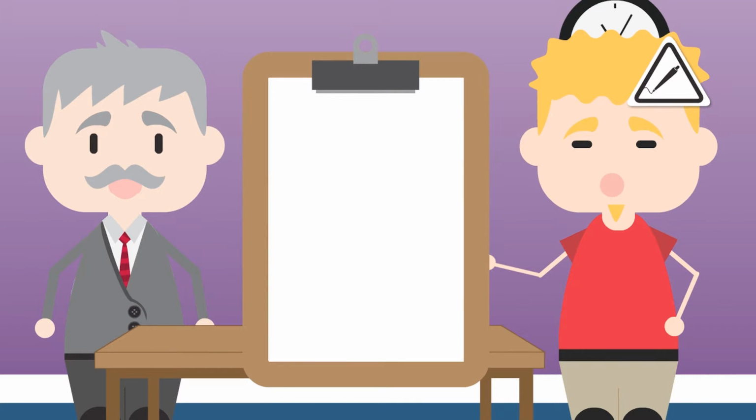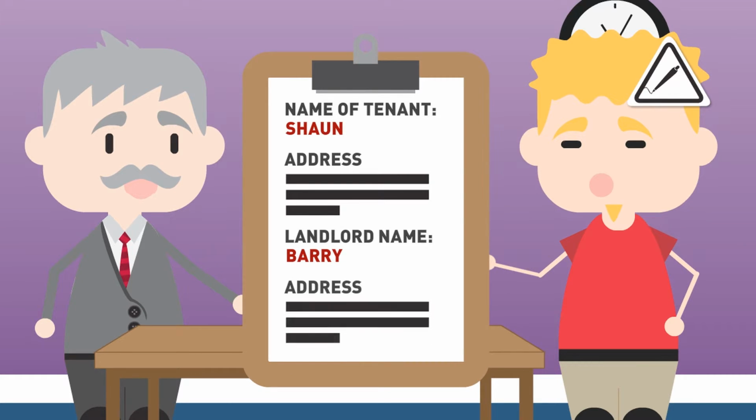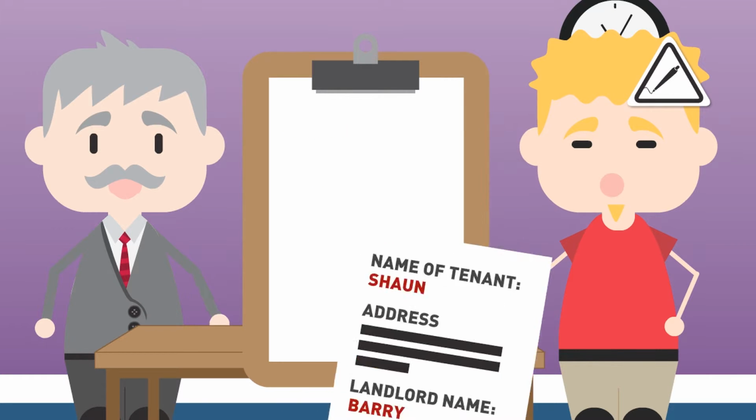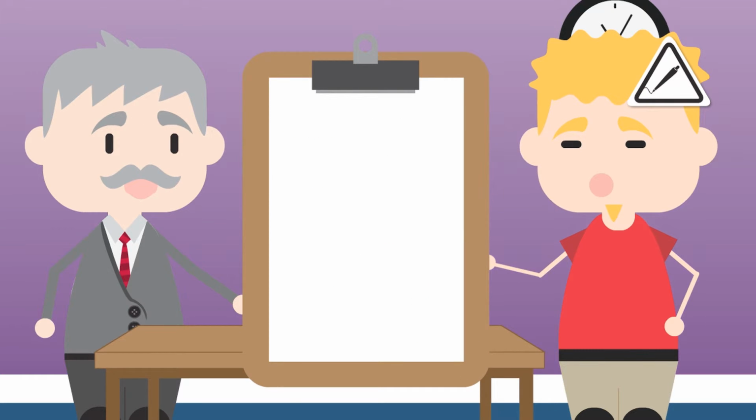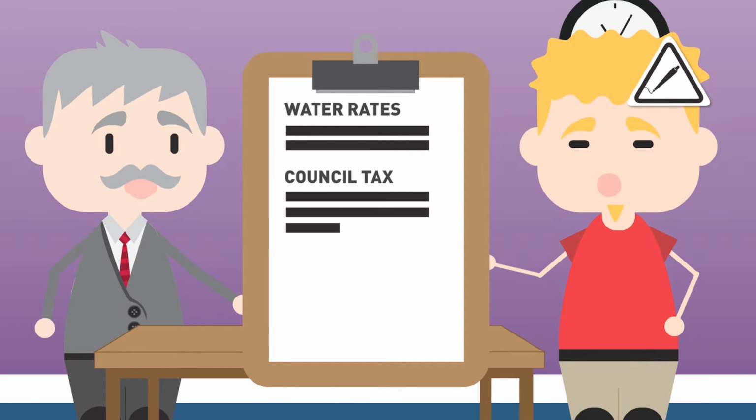In general, your agreement should include the following: names of the tenants, the address of the property you're renting, as well as the landlord's name and address. The agreement will also specify how much the rent is and when it's due, as well as what the rent covers. Water rates, council tax, and some bills may be included.